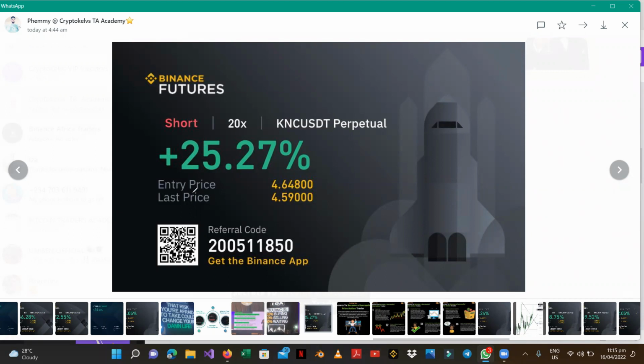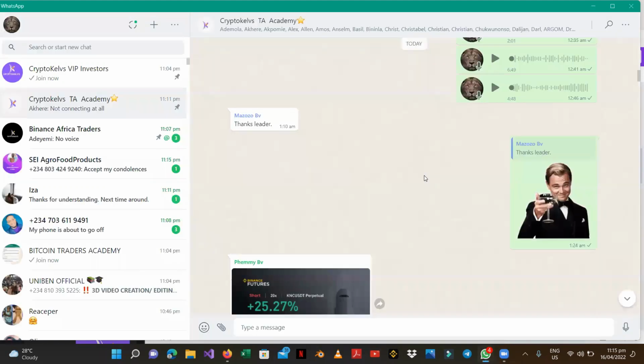his entry was 4.6480. Now, the current price when he screenshotted this was 4.56. 4.6 is always greater than 4.5. So if you check this now, multiply by the amount of coin he picked, he's already making huge profit. So this is one of the ways we make money through futures. You can make money even if the market is going up, and you can also make money even if the market is dropping. That is the beautiful thing about futures.